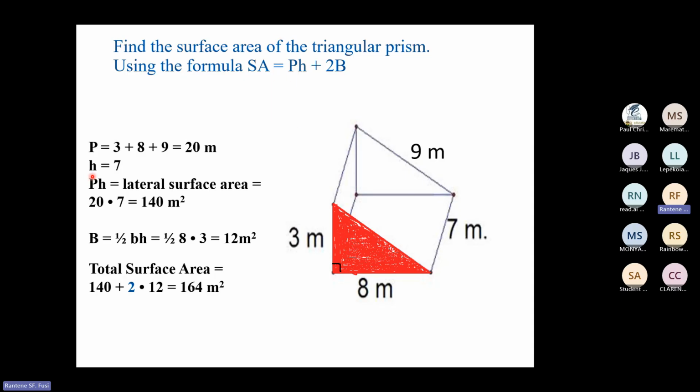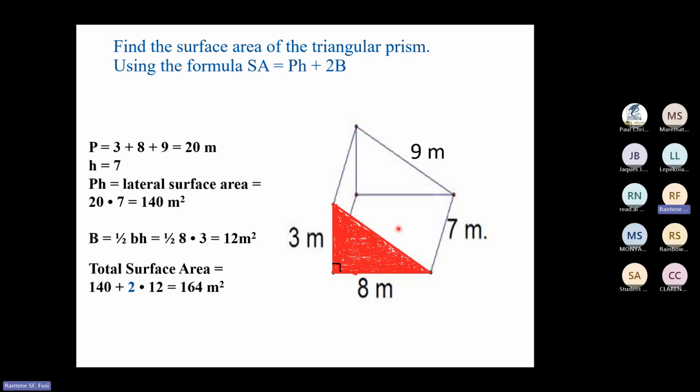Then what is the height? The height of this prism, in this particular case, is 7. Not this one, not 3. Remember, this one is the base. That's how it is. You can shift it and sit on the red. Then this is the height.